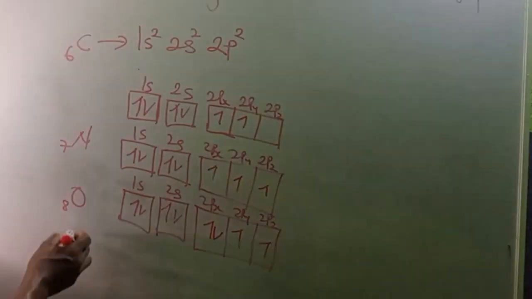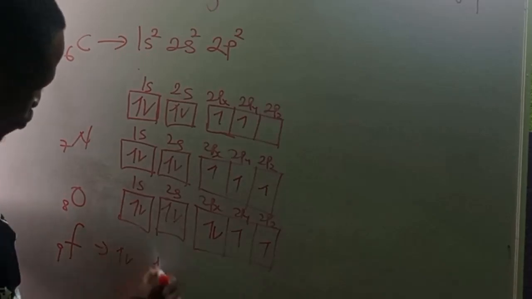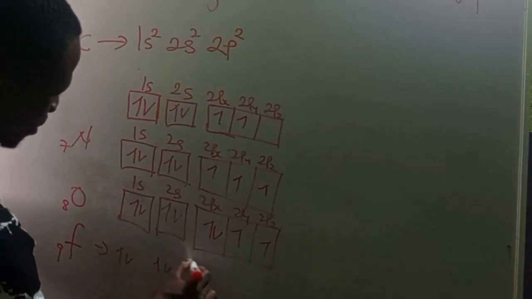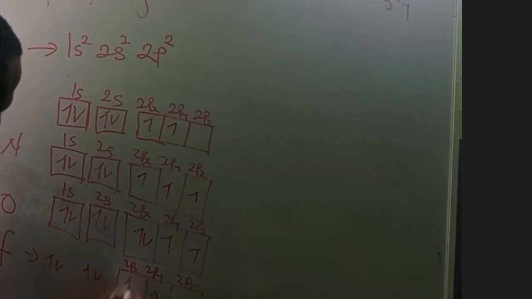If I want to fill the fluorine now, fluorine is 9. It becomes 2 here, 2 here, 2 here. Here is filling singly now. Is it not? 2px, 2py, 2pz. It fills singly and starts pairing. What is remaining to be paired? 1 will be here, 1 will be here.